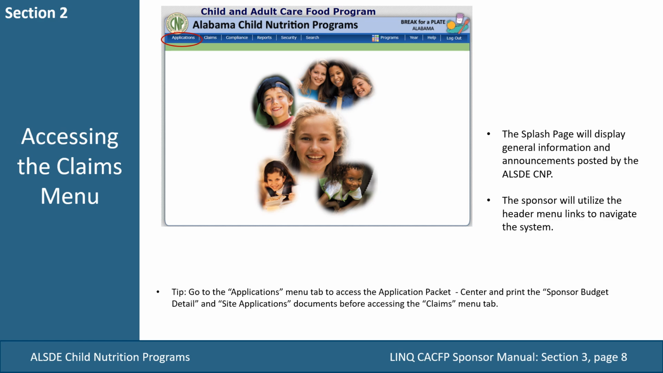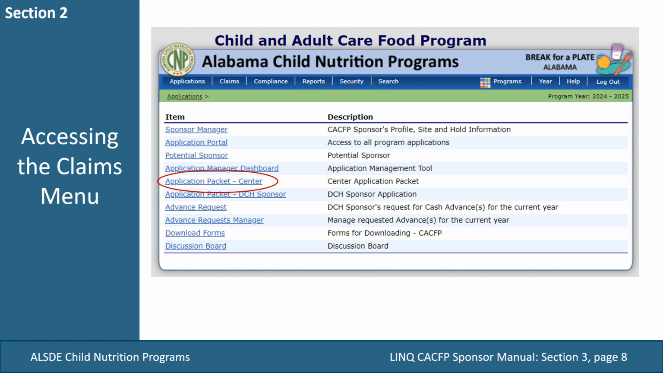There is just one more tip that I would like to share with you before we get started. It will be helpful to print your site application for your site or sites, as well as your budget detail before you begin completing your claim. At the top of the screen, click the Applications menu link. So this is your home page for the Applications menu. We are going to select Application Packet for Centers.